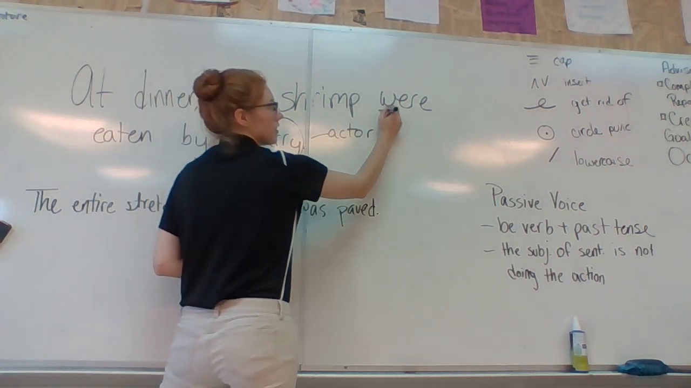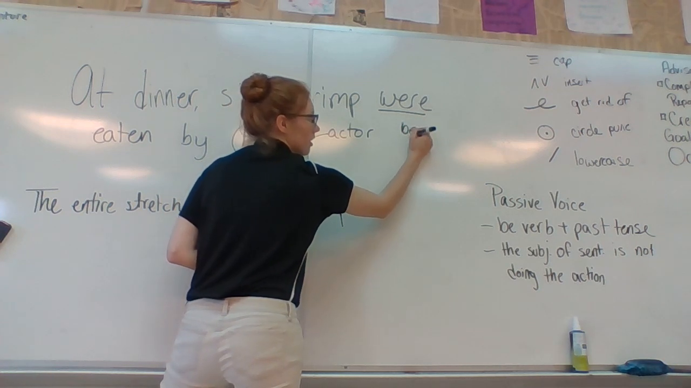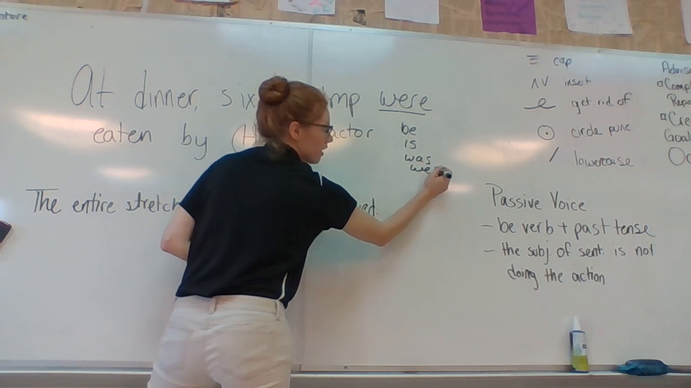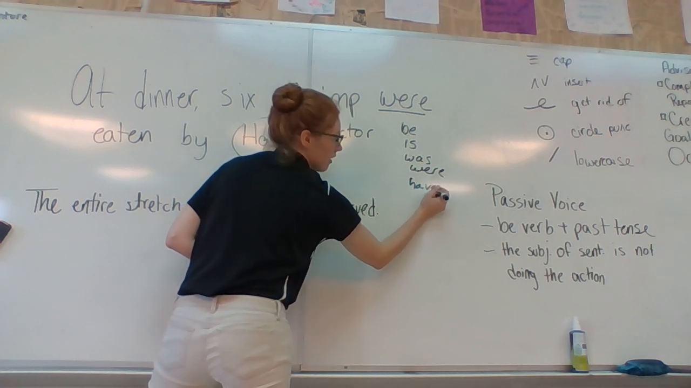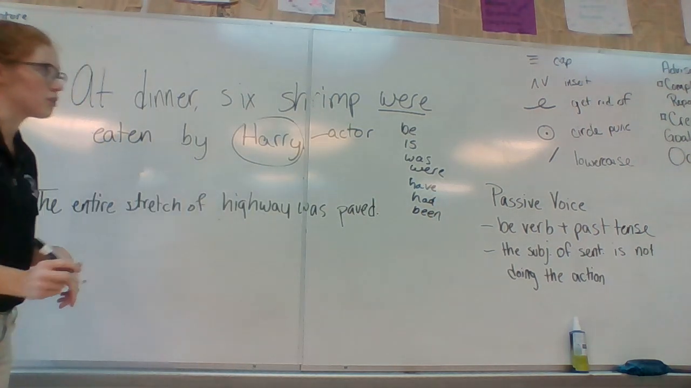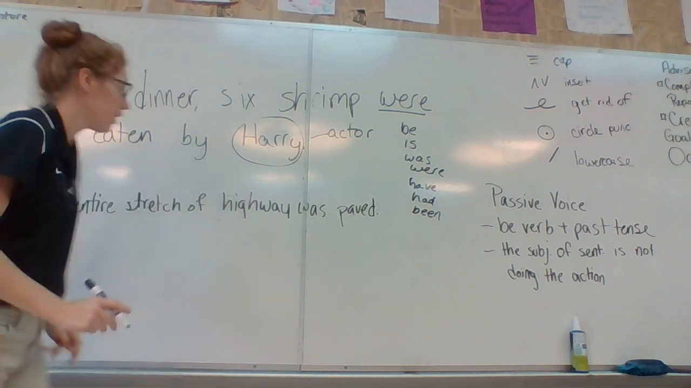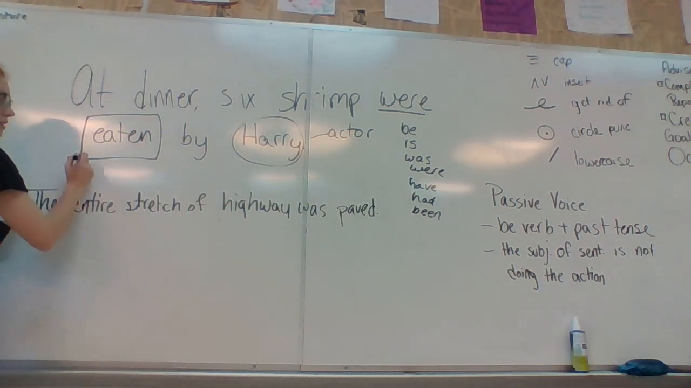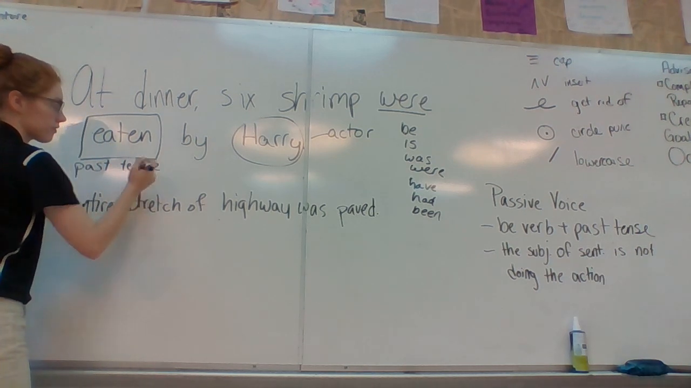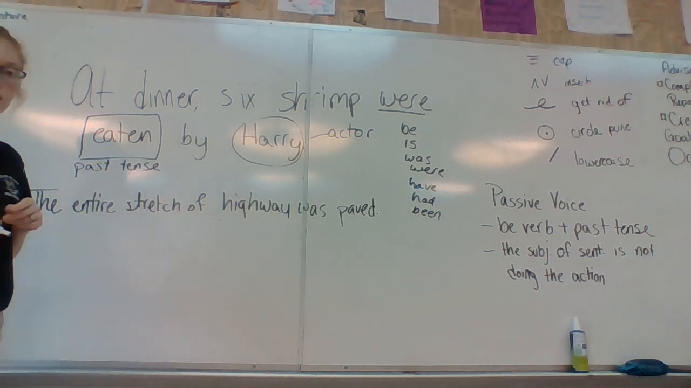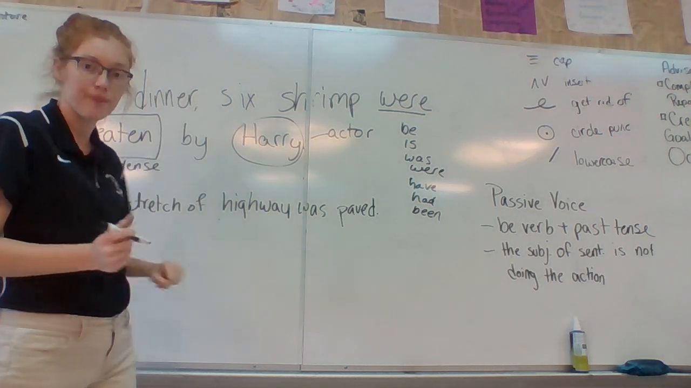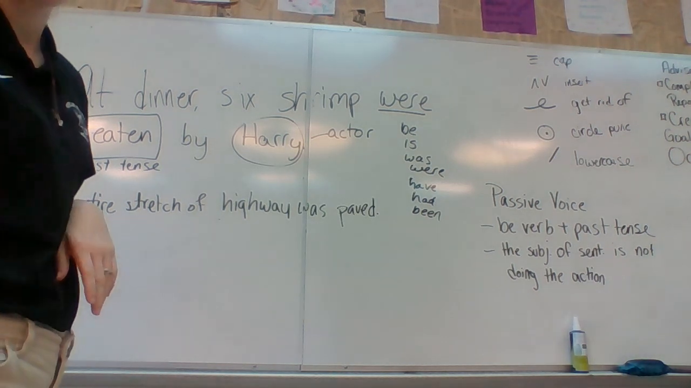And you can tell also that this is a be verb, because be verbs are is, be, was, were, have, had, been. And so if it has any of these verbs with anything in past tense, such as eaten, it's going to be passive voice. To make it active voice, we need to put Harry in the subject position. So let's look at our next sentence.